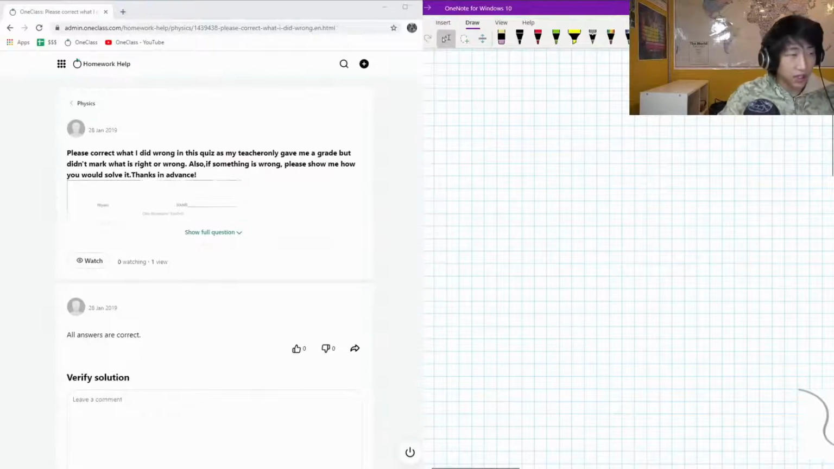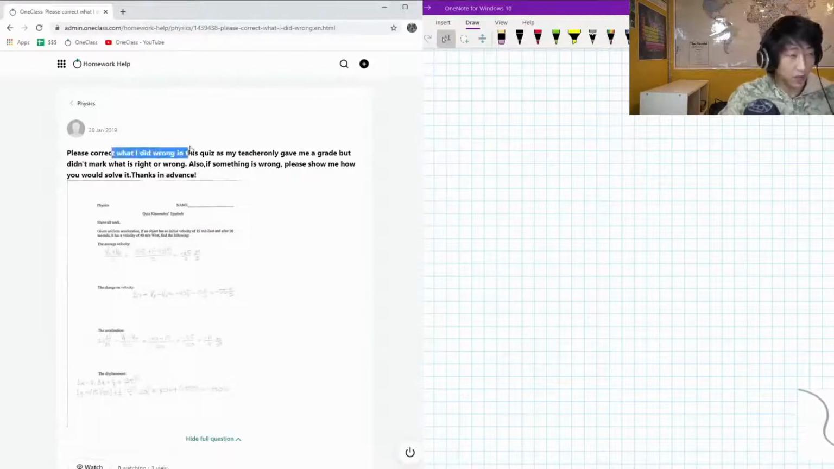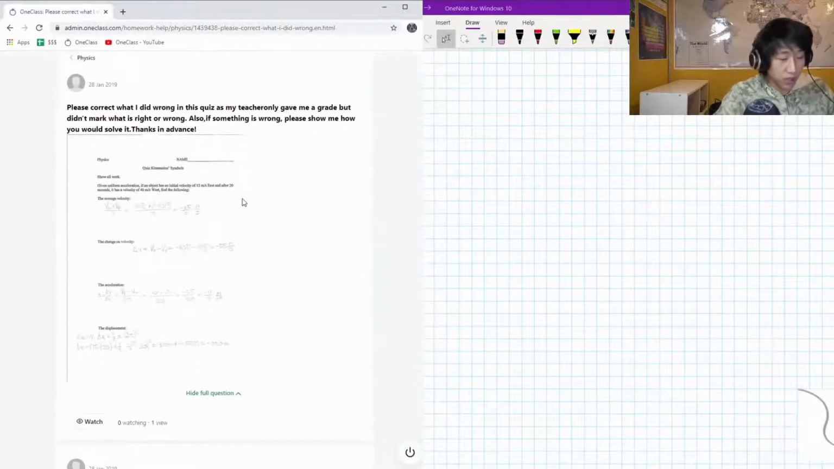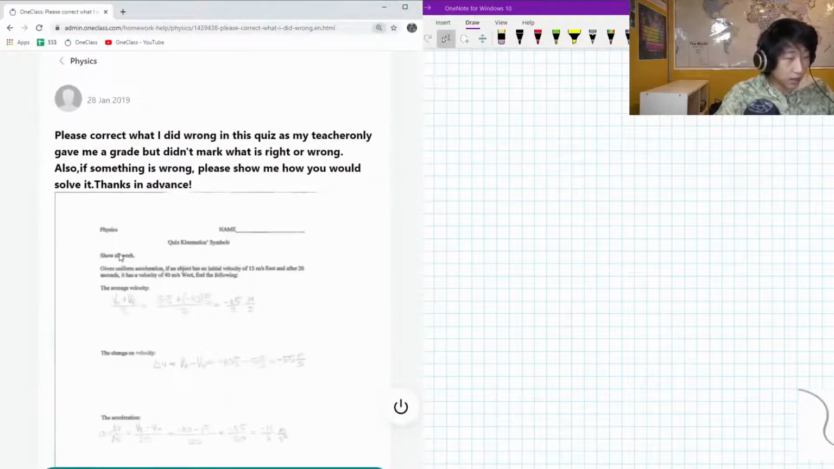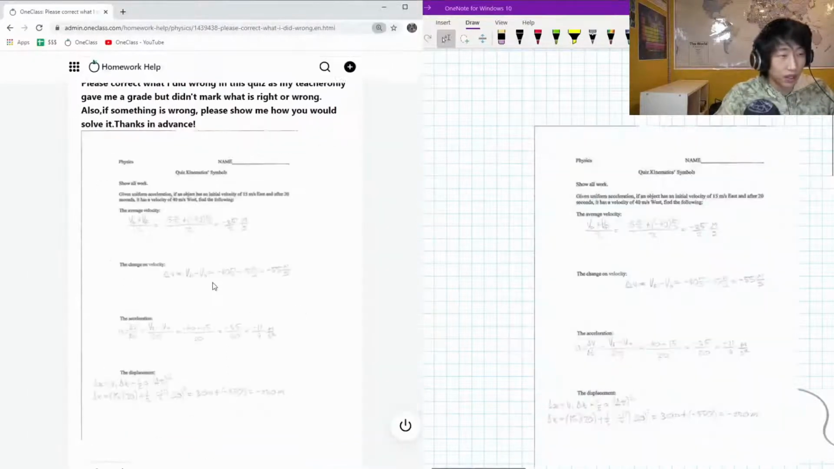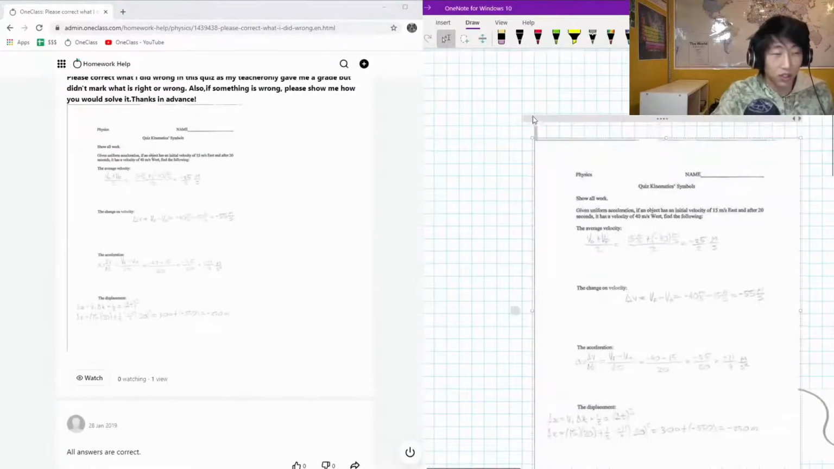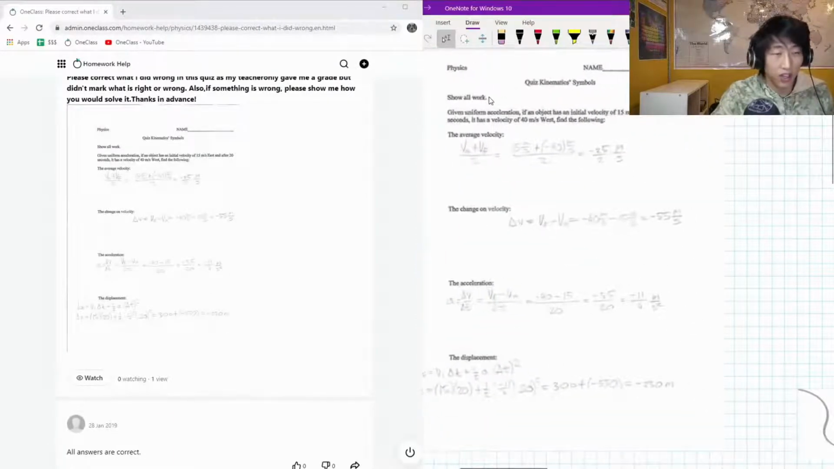And it is presenting the following situation, okay? So it looks like we have a person that's asking us, please correct me, what did I do wrong in this quiz? My teacher only gave me a grade but didn't mark what was right or wrong. And we should basically just try to correct this, okay? So if we zoom into the page a little bit here, even better, okay? So we have the actual picture just ready for action here.